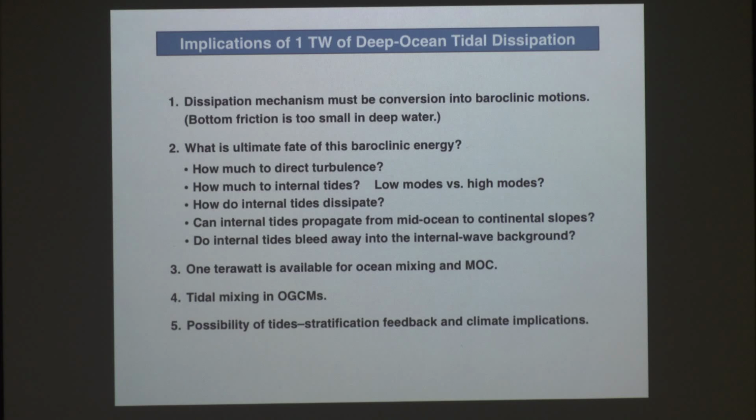How do the internal tides dissipate? Do they go long distances? Do they dissipate right near the generation source? Depending upon how you answer those questions, you then have possible ties to ocean mixing and the meridional overturning. So I said there's a 1 terawatt of power out there in the deep. Possibly that could go to power the MOC. And if that's important, then you have to worry about how to get tidal mixing into ocean general circulation models.